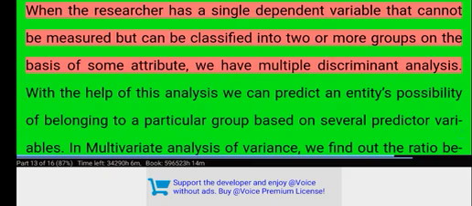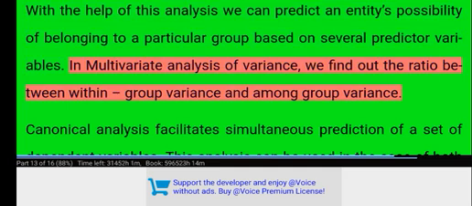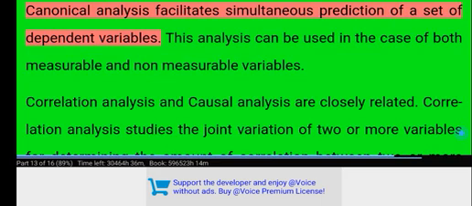When the researcher has a single dependent variable that cannot be measured but can be classified into two or more groups on the basis of some attribute, we have multiple discriminant analysis. With the help of this analysis we can predict an entity's possibility of belonging to a particular group based on several predictor variables. In multivariate analysis of variance, we find out the ratio between within group variance and among group variance. Canonical analysis facilitates simultaneous prediction of a set of dependent variables.